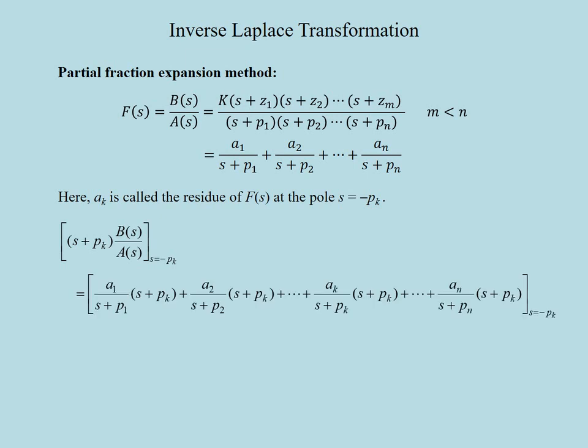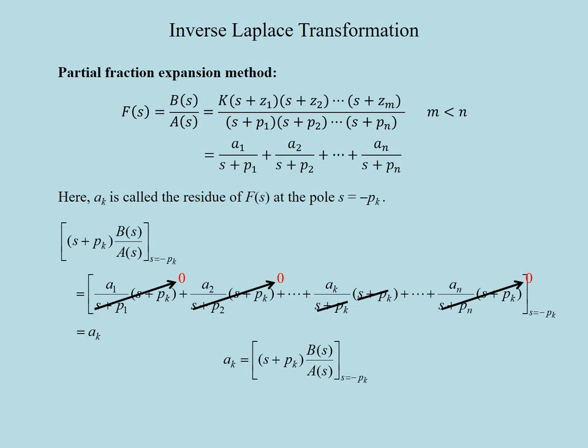Now, if we consider the expansion above, we see that all terms will be equal to 0 except the kth one, where we have a cancellation of s plus pk terms in the numerator and in the denominator. So what remains from the function is only a sub k. That also should explain why a sub k is called the residue at this pole.